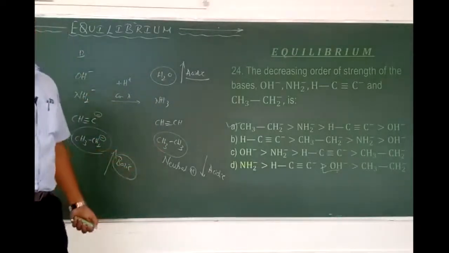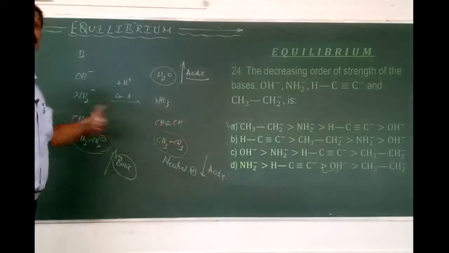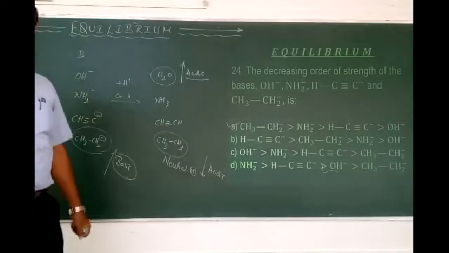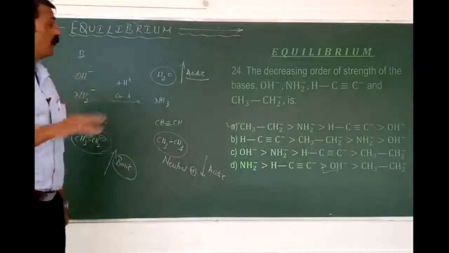We know that hydrocarbons are neutral. If they are neutral, it means they are almost least acidic. If it is less acidic, its conjugate base is going to be the more basic. Okay, so that is 24A.